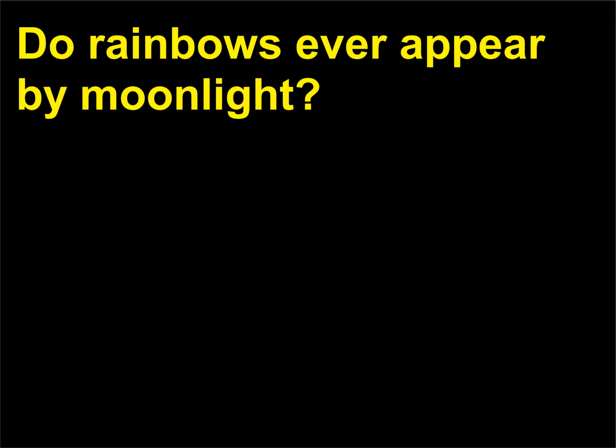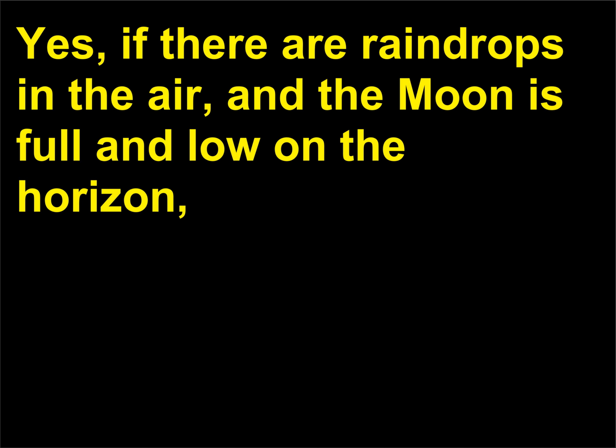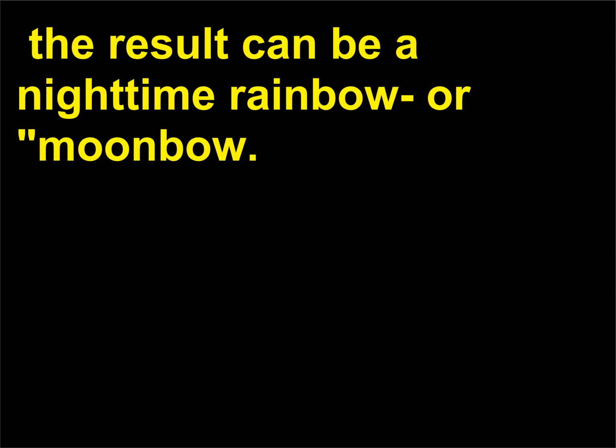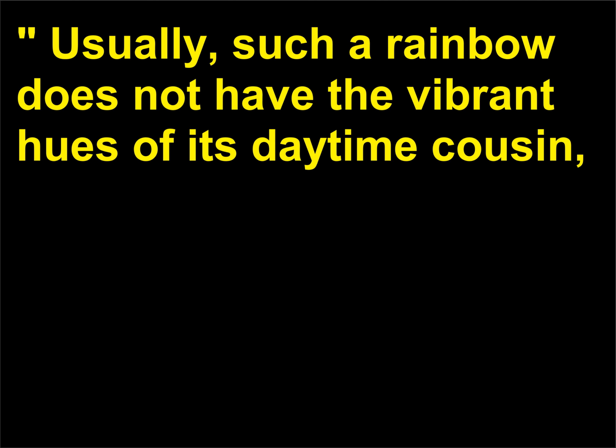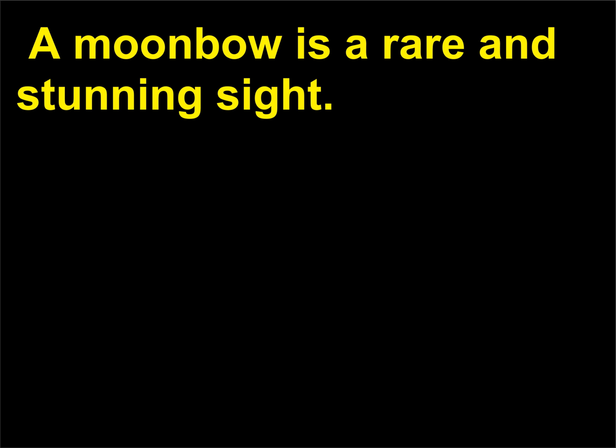Do rainbows ever appear by moonlight? Yes, if there are raindrops in the air, and the moon is full and low on the horizon. The result can be a nighttime rainbow or moonbow. Usually, such a rainbow does not have the vibrant hues of its daytime cousin, appearing in muted or whitish shades. A moonbow is a rare and stunning sight.